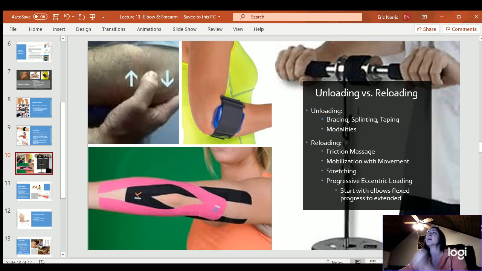So like this guy has a weight that's on a rope, and so he is rolling. You can roll it up and roll it back down to strengthen the forearms, and you would start with very little weight to start progressively, or else you'll just aggravate the condition again. You may start with the elbows flexed and roll it up and roll it down, and then eventually once they get stronger, they're able to do it with the elbows extended. That would be a progression of that exercise, reloading the tendon.